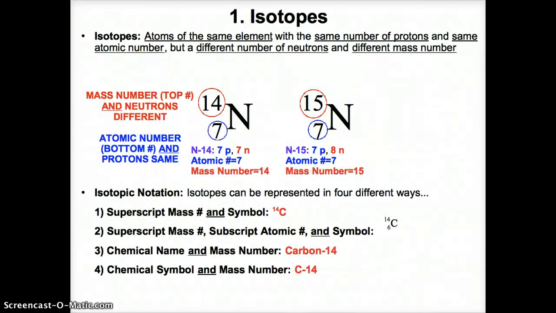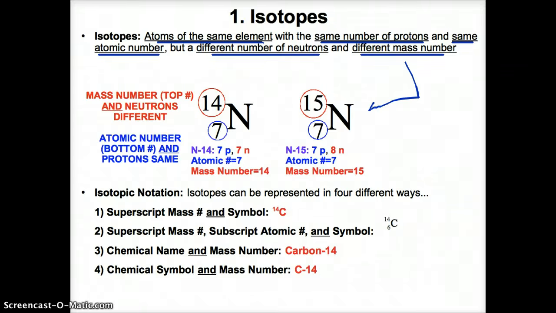Let's first discuss isotopes. Isotopes are atoms of the same element with the same number of protons and the same atomic number, but a different number of neutrons and a different mass number. So let's see two examples of two isotopes of nitrogen down here, N14 and N15.